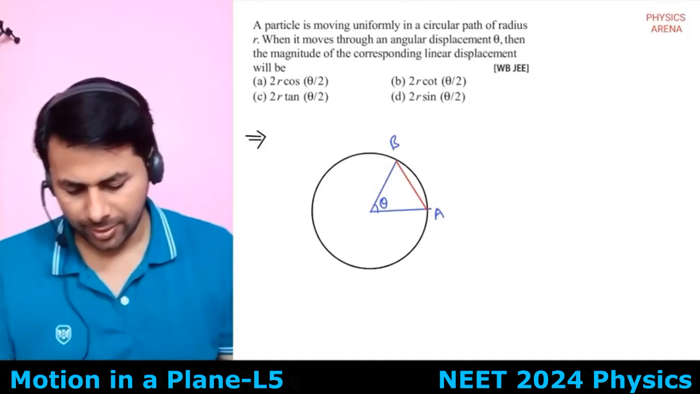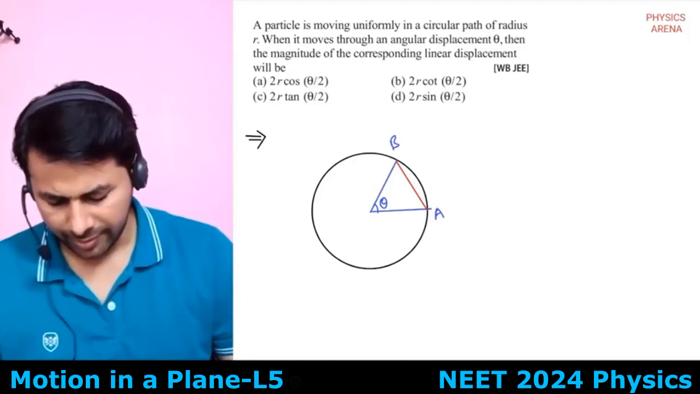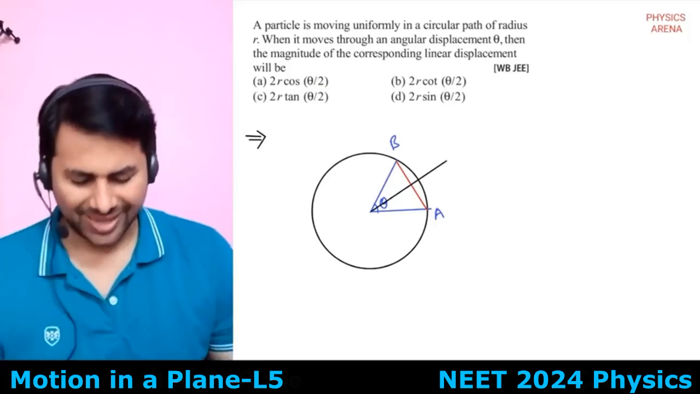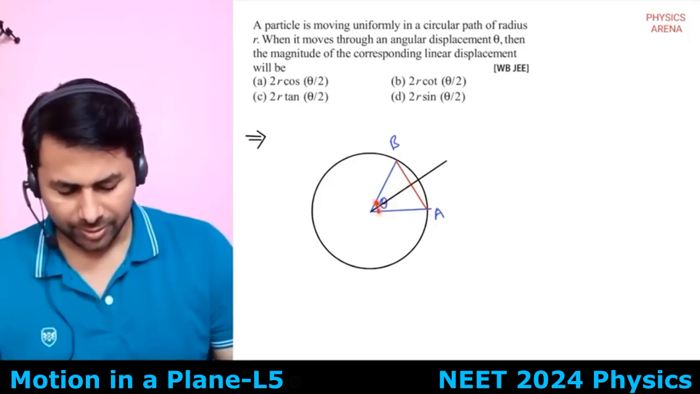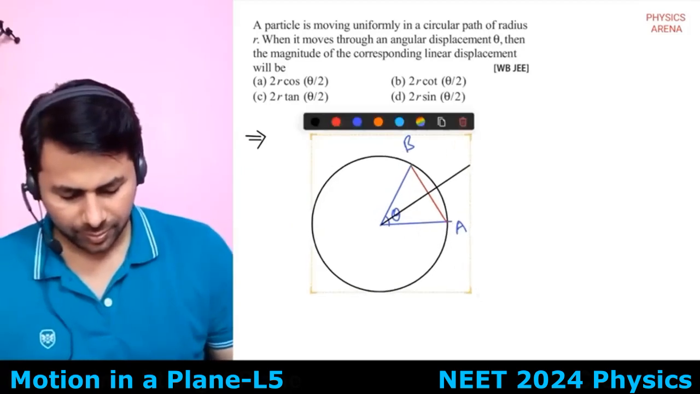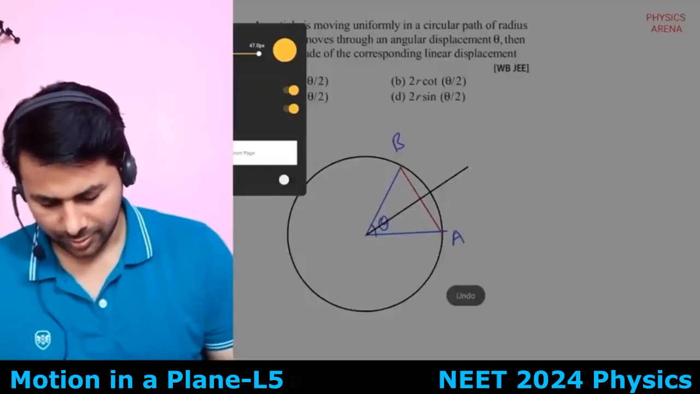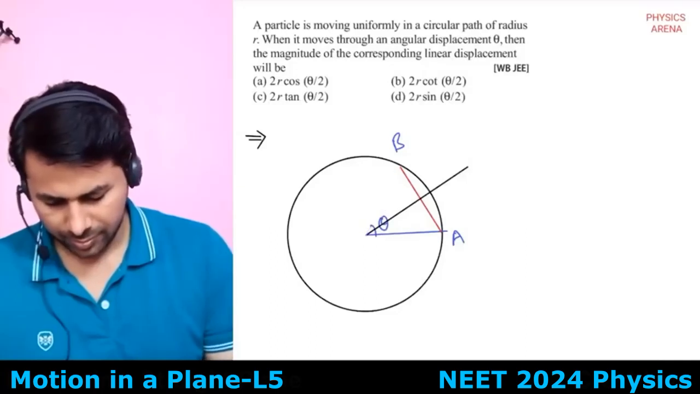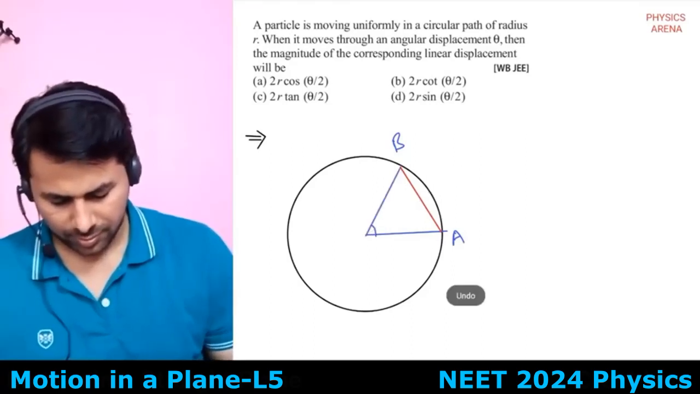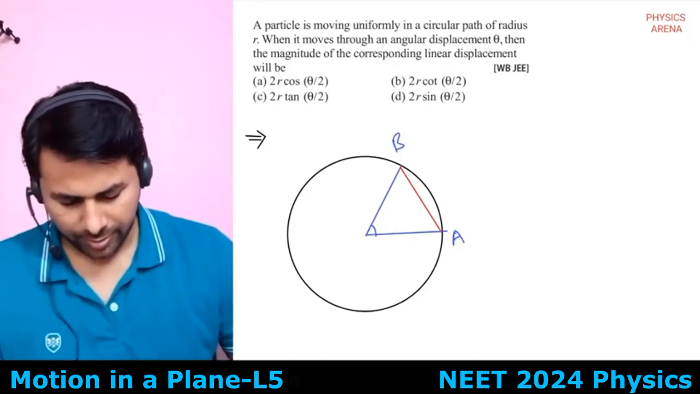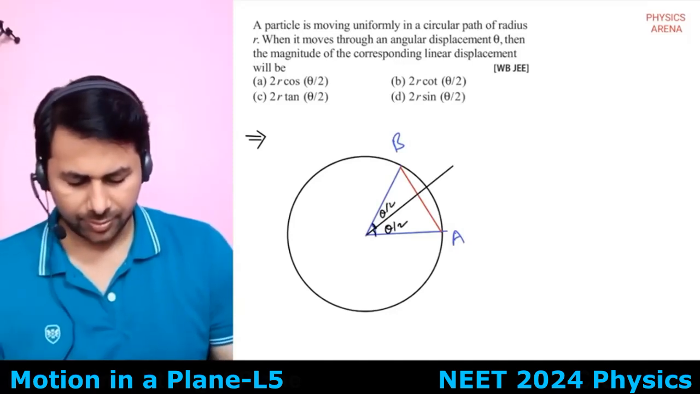And how do we find it out? All options are in terms of theta by 2. That means you have to bisect the angle theta, so you will get it in terms of theta by 2. So this much will be theta by 2, and this is also theta by 2. So this angle is theta by 2 and this one is also theta by 2. Can you guess the answer now?